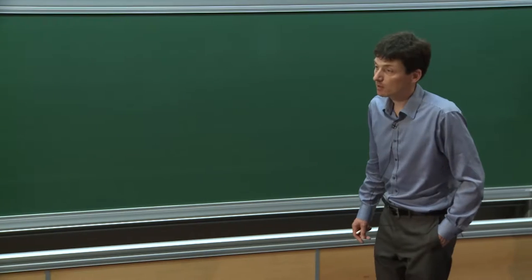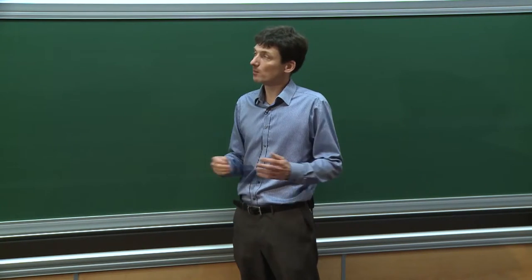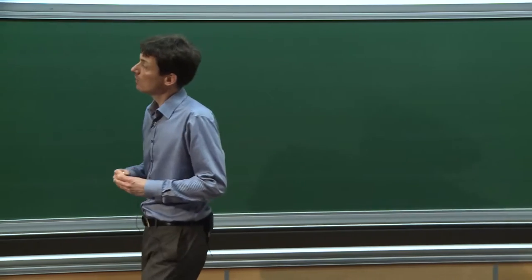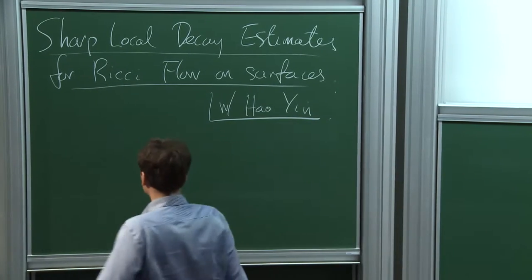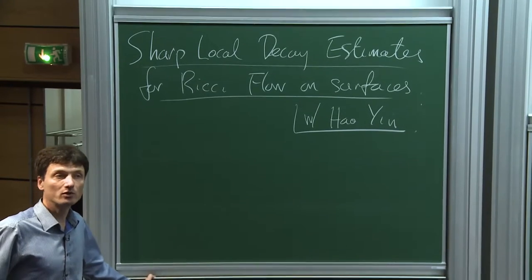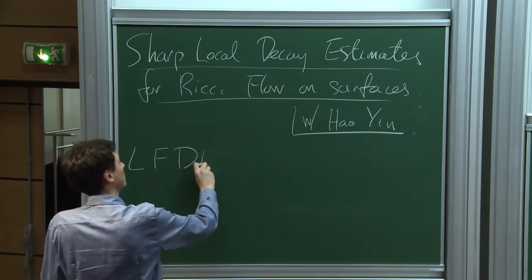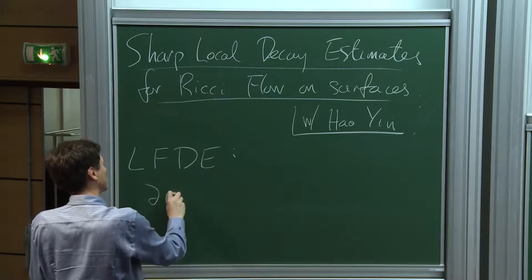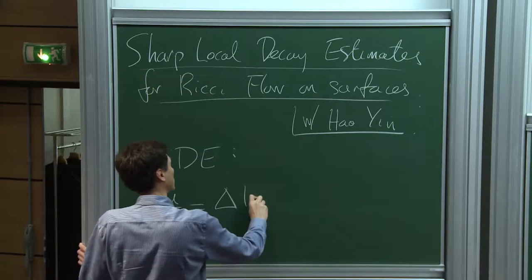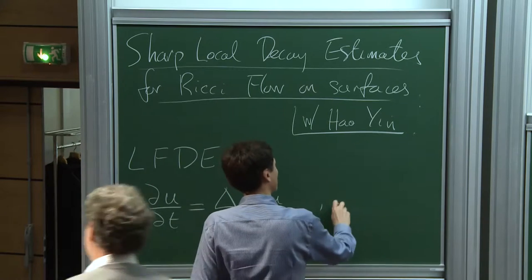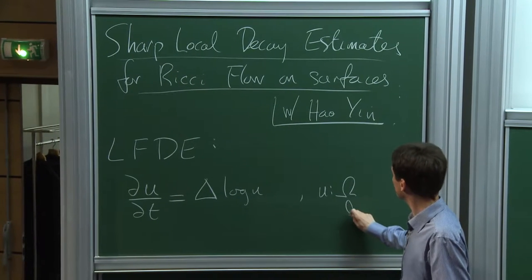So I'm going to be talking about Ricci Flow, but although this is a big subject, it won't be necessary to know anything about Ricci Flow at all. In fact, the content of what I want to talk about you can think of as being focused on a very simple partial differential equation, the so-called logarithmic fast diffusion equation. And this is simply the equation du/dt is the Laplacian of log u. So this is for positive functions from, let's say, some domain in R2.